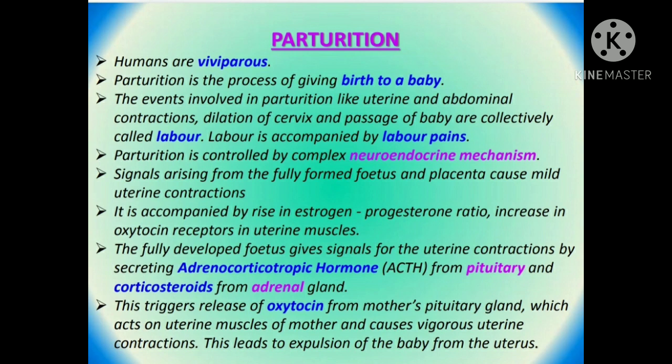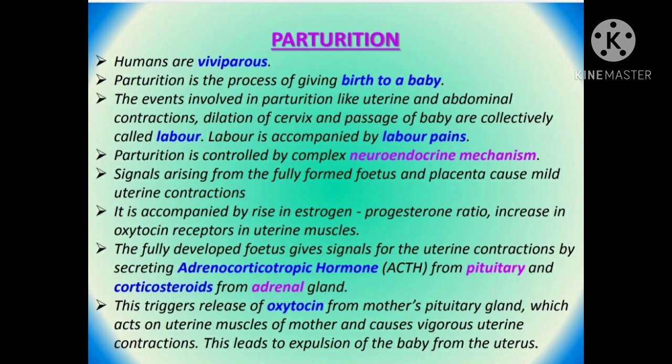Signals arise from the fully formed fetus and placenta and cause mild uterine contraction. It is accompanied by a rise in estrogen-progesterone ratio and an increase in oxytocin receptors in uterine muscles. So all this is what happens at the time of parturition.